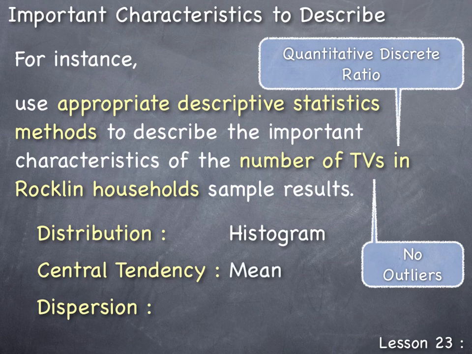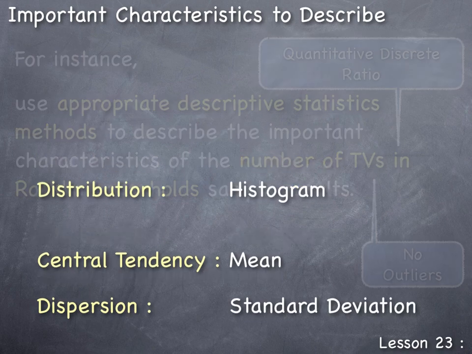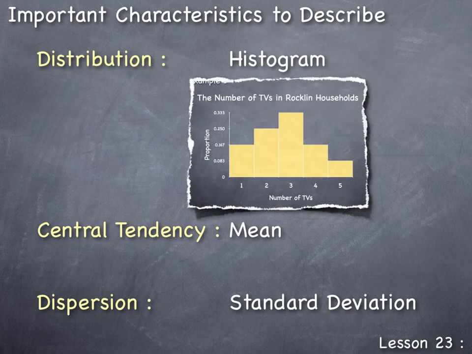And the appropriate descriptive statistics method that will describe the dispersion of quantitative data that contains no outliers is the standard deviation. So in a previous example, we had constructed a histogram for the number of TVs in Rockland households, providing this overall pattern, where the frequencies from number of TVs start out low, then get high in the middle, and then go low again, in an overall pattern which is symmetric about that center, giving the bell-shaped pattern.